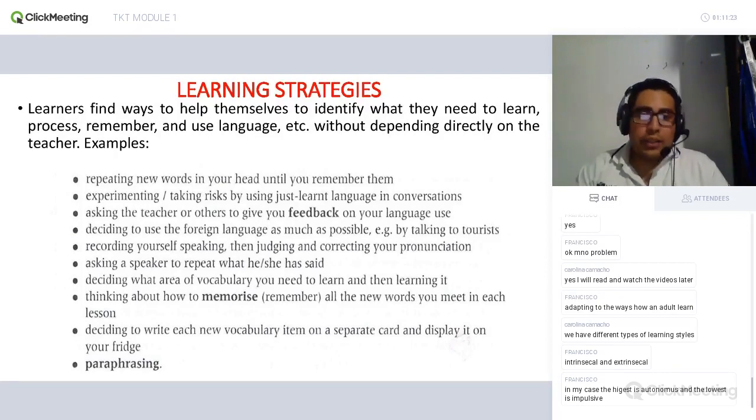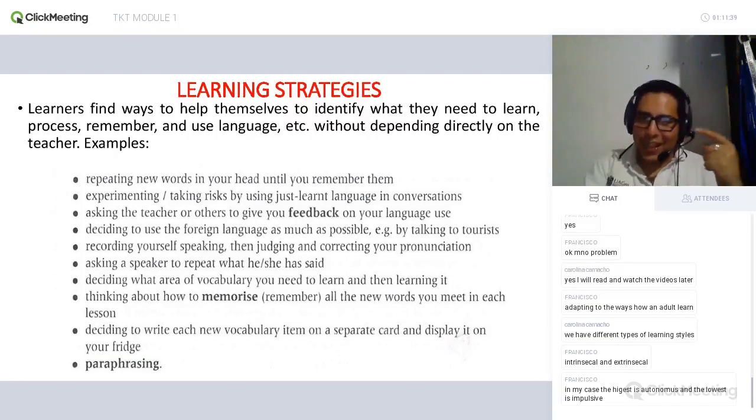Okay, for example, another is recording yourself speaking and judging and correcting your pronunciation. Not many students do this, they are kind of shy, but as teachers, this is very good, right? Because we can listen to ourselves and see, no, I am making this mistake a lot of times, so I'm going to try to correct it.